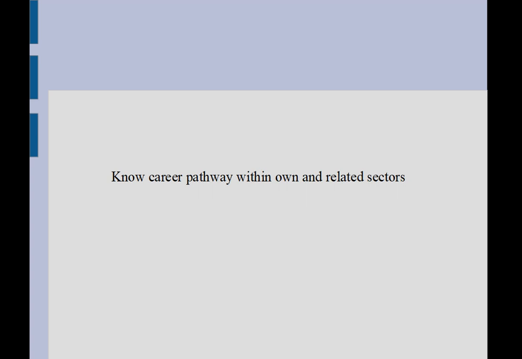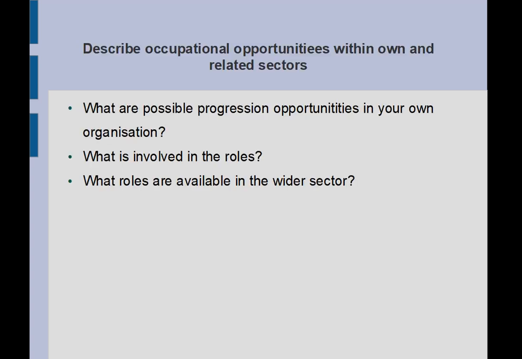All right, next one. Learning outcome 4 is know career pathways within your own and related sector. So knowing about the opportunities available to you. So we want to talk about describing occupational opportunities within own and related sectors. It does say describe, so that does mean that we want to say a bit more about it. It wouldn't just do to say the role that you are interested in. You'd have to tell us a bit about what's involved in that role.